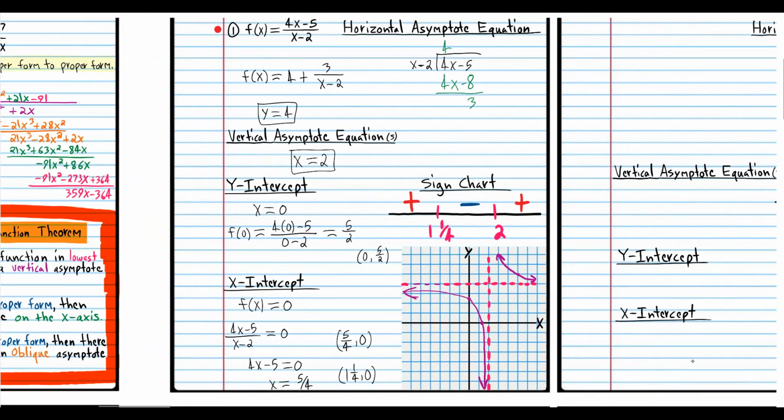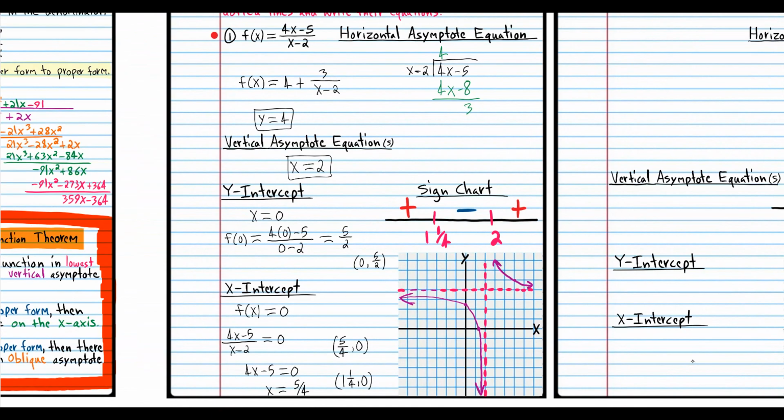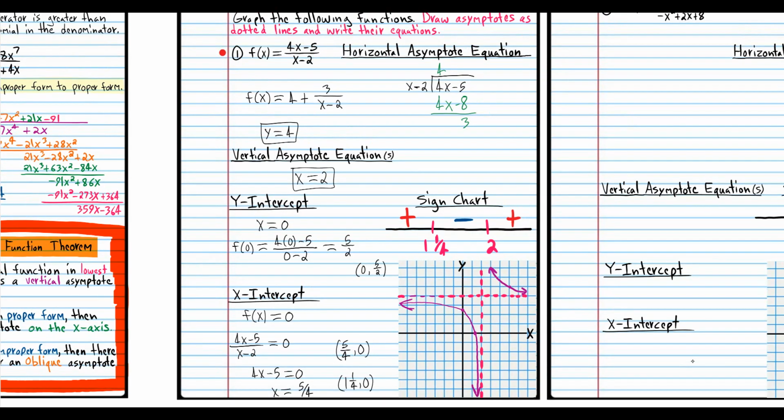We don't have any holes because we don't have any common factors in the numerator and the denominator. So that's it. That's how you graph a rational function that is in improper form when the degree of the numerator and denominator are the same. We have to use long division to see where the horizontal asymptote would be.